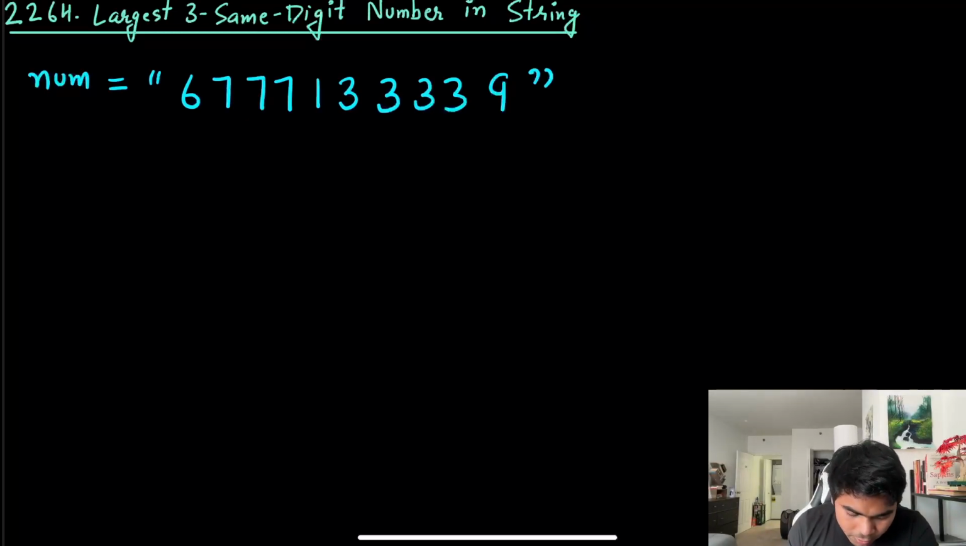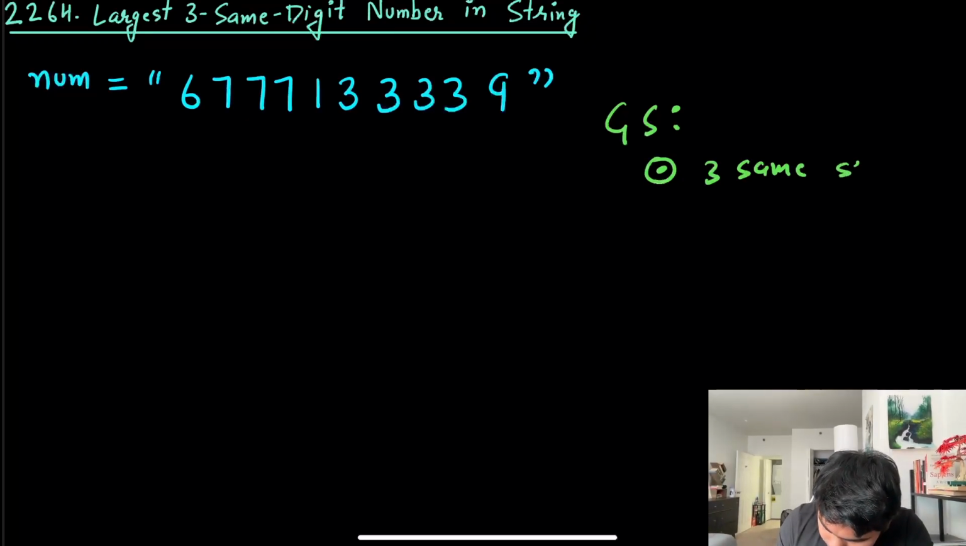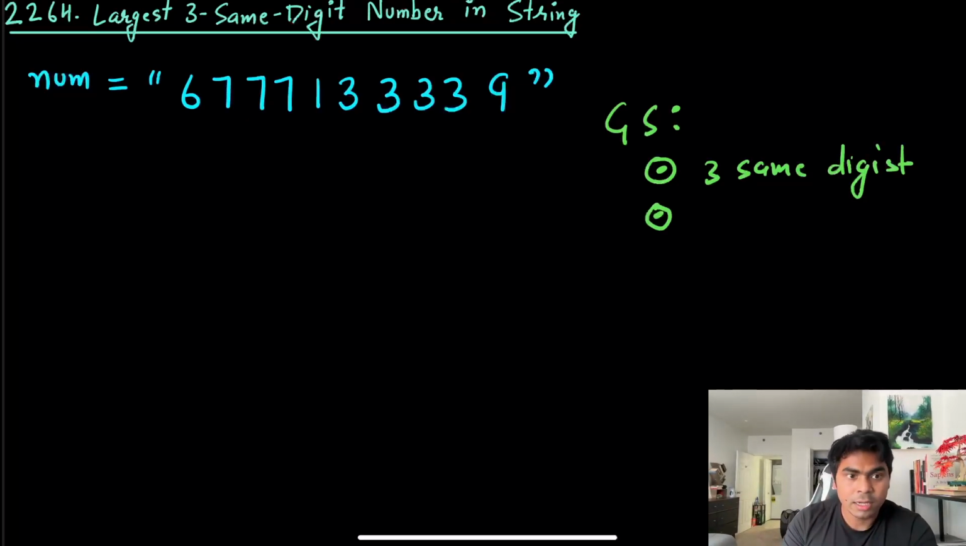The property of a good integer is three same digits. That's the first property. The second is that it only consists of, I think this is the same property, like I've already said, three same digits, so that covers all of it. And we have to return the largest good integer. Yes, good integer, not good string, sorry.